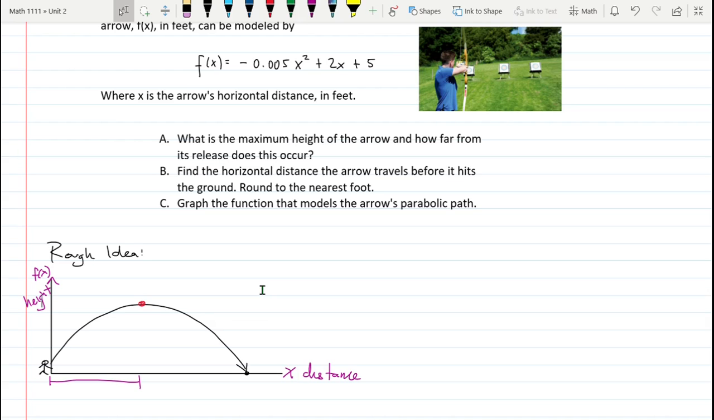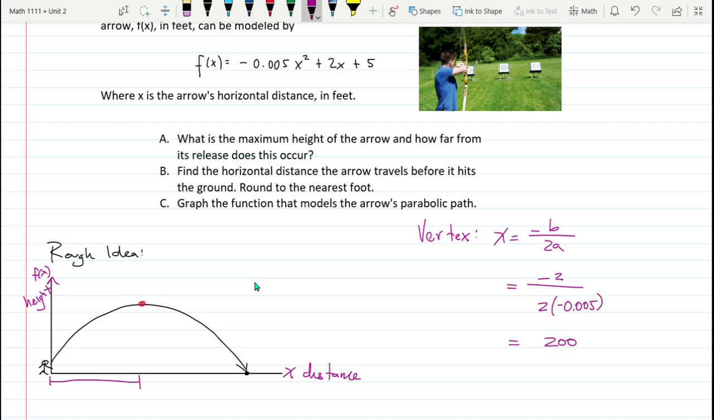So we figure out perhaps by finding the vertex, because we're looking for the maximum height. The maximum height is the y value of the vertex, but we have to figure out the x value first. So x equals negative b over 2a, which is negative 2 over 2 times negative 0.005. Once we put this in the calculator, we get something like 200.